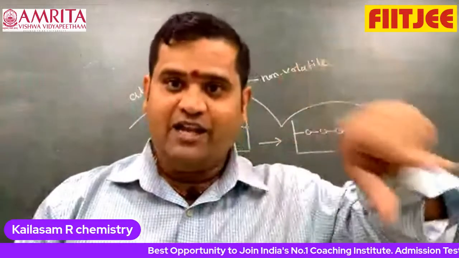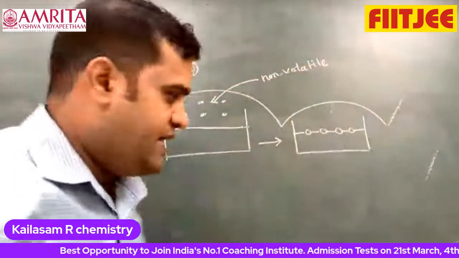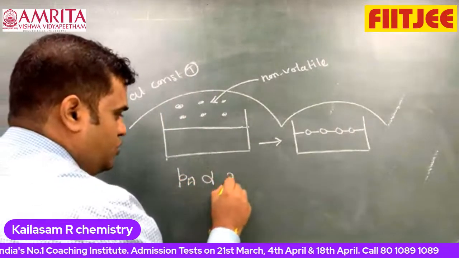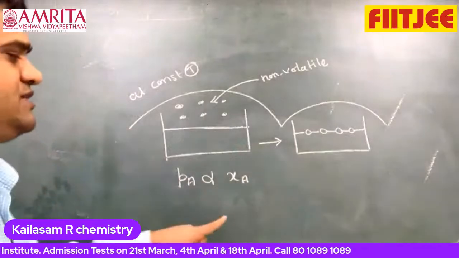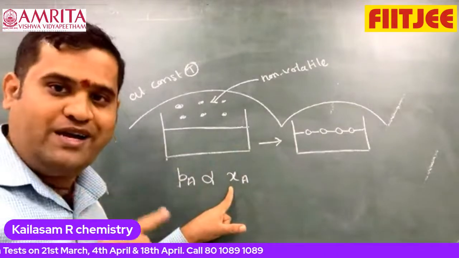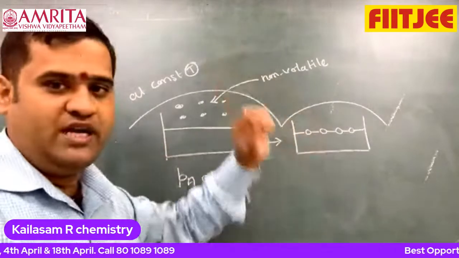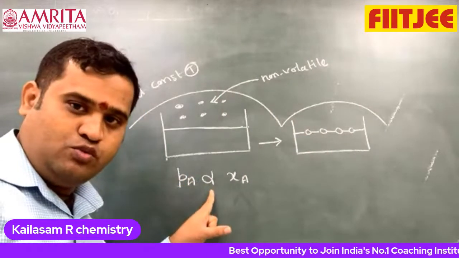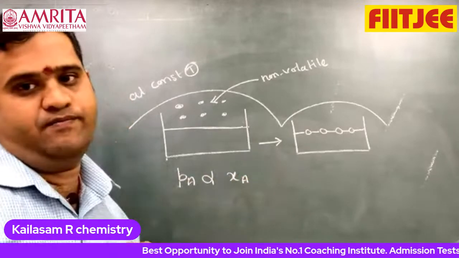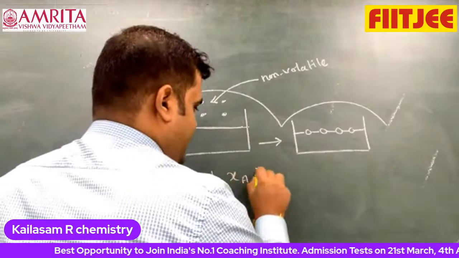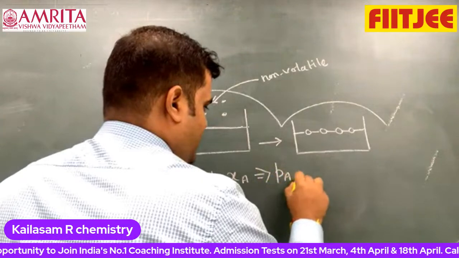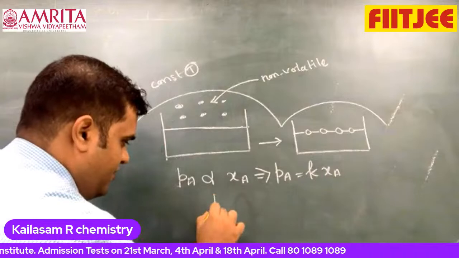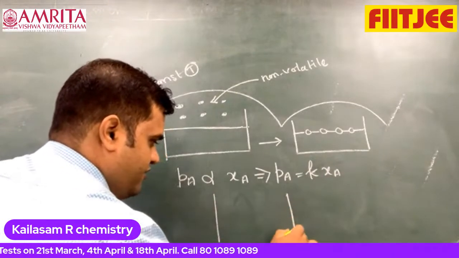From this we can define Raoult's law. What Raoult's law says is that PA is directly proportional to XA. What is XA? The mole fraction of the solvent A. Because only the solvent is in the vapor state, the vapor pressure of the solution is directly proportional to the mole fraction of the solvent. So I can write PA equals K XA, where K is a constant.